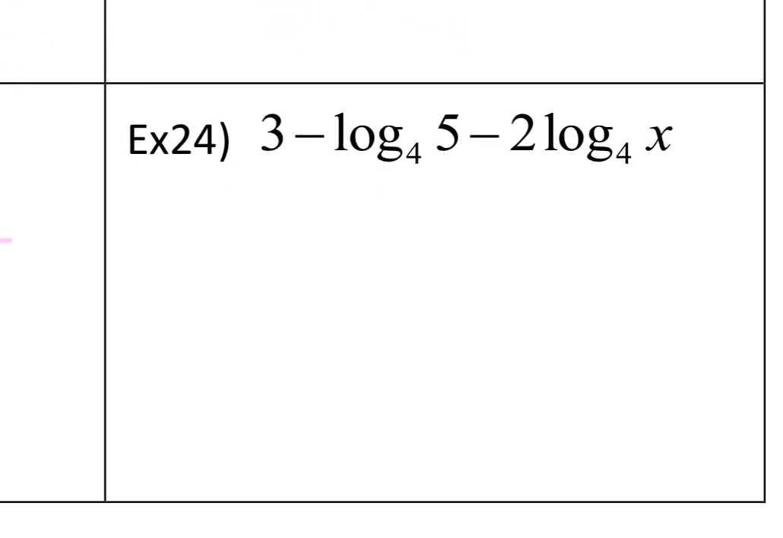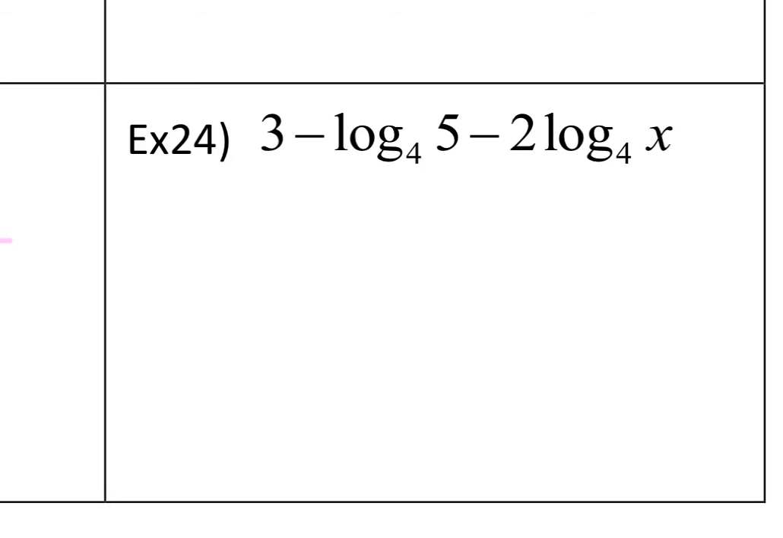And then in this last problem that we're going to do together, notice that it's not log minus log minus log, that it's a number minus log minus log. So you know you're going to end up with a 5 and an x in a denominator, but the 3 is not going to be a numerator.